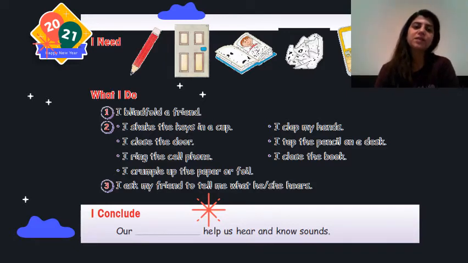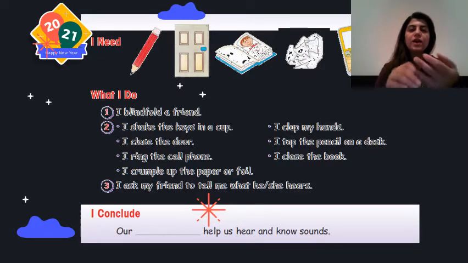Now let's enjoy this activity together. You need a pencil, you need a door. Of course you will not hold the door, but you will have a door in your room or at home. You need a book, paper, phone, and a key or keys.